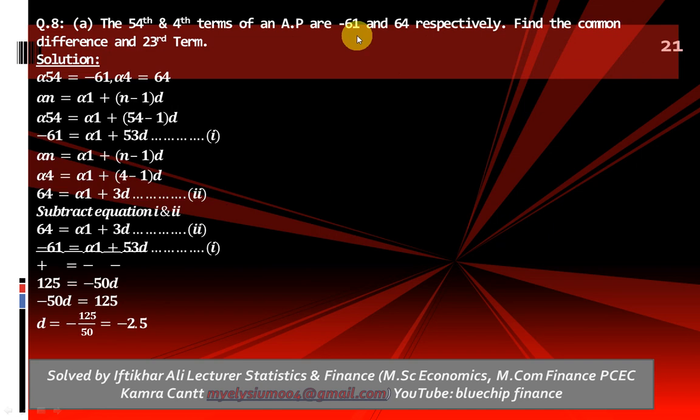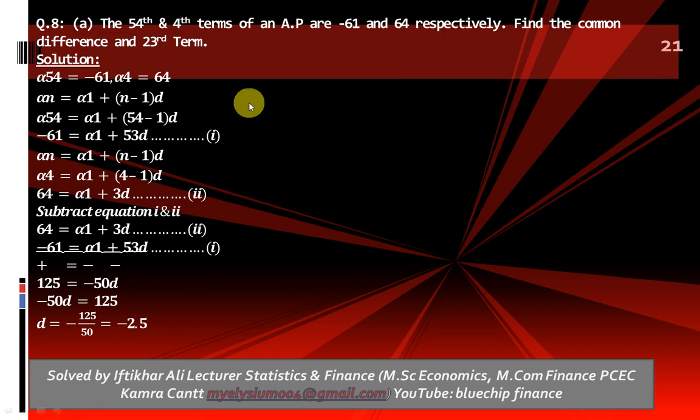Question number 8, part A. The 54th and 4th terms of an arithmetic progression are minus 61 and 64 respectively. Find the common difference and 23rd term. So we have two different terms, 54th and 4th. 54th is minus 61 and 4th is 64.